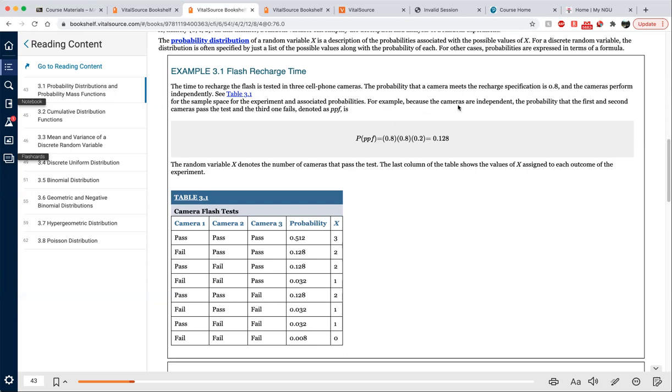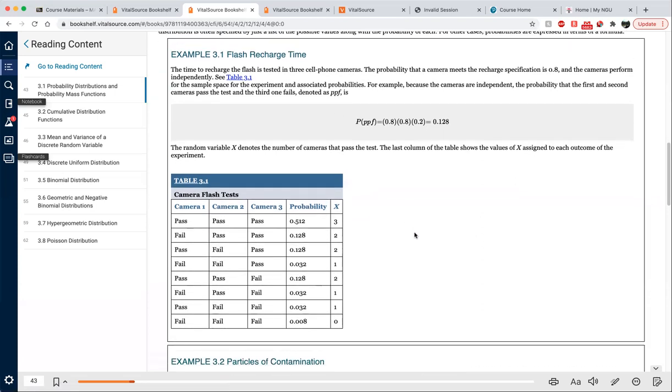Now for example, because the cameras are independent, consider the probability that the first and second cameras pass the test and the third one fails, denoted PPF. Keep in mind the three events, cameras one, two, and three, are independent, so we don't have to consider conditional probability. The probability that the first two cameras pass and the third camera fails is 0.8 times 0.8 times 0.2, which is 0.128.